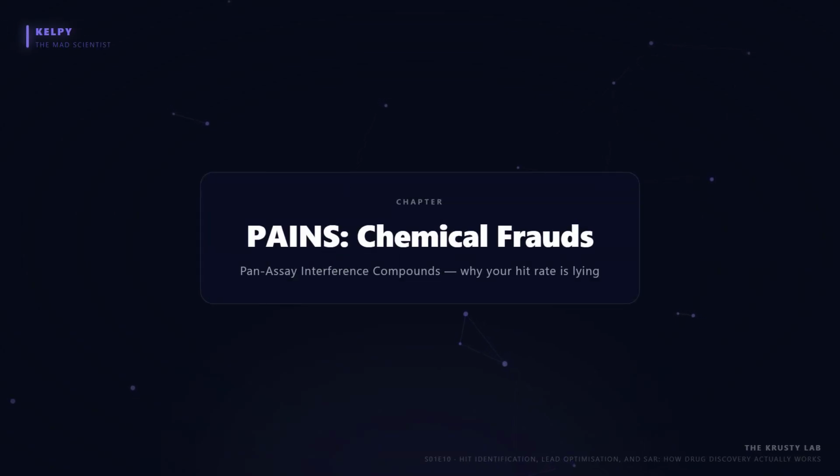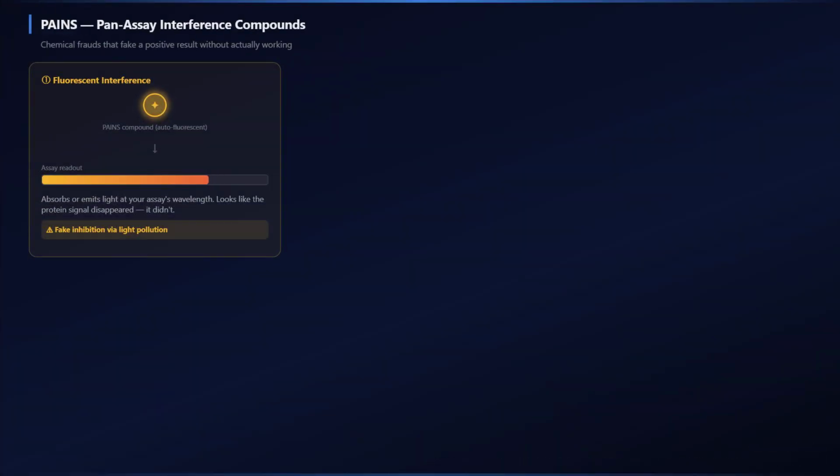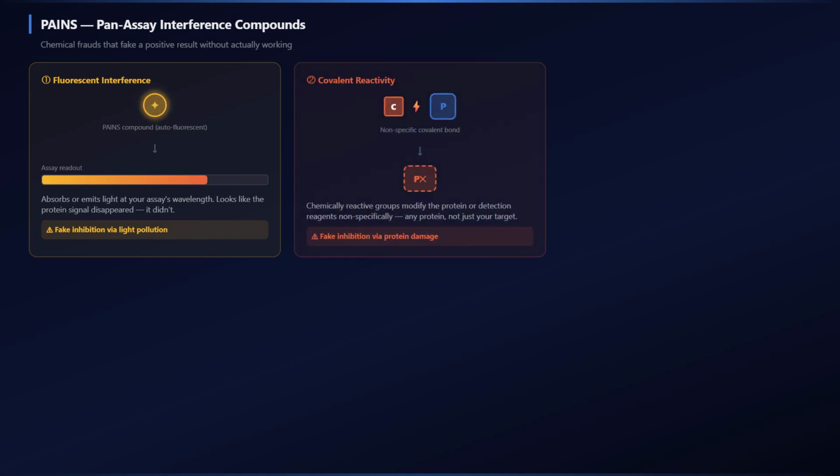Here is where it gets genuinely depressing. Your 0.5% hit rate isn't all real hits. A large fraction of what lights up your screen is chemical garbage that has nothing to do with your target. It just looks like a hit. These are called PAINs, pan-assay interference compounds. Pains? Molecules that appear to hit virtually every biological target they are screened against. Not because they are broadly active, because they are chemically reactive frauds that deceive your assay. How?